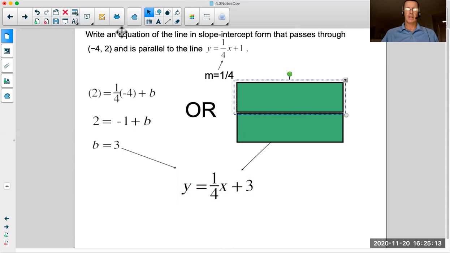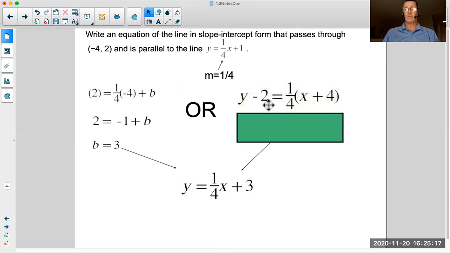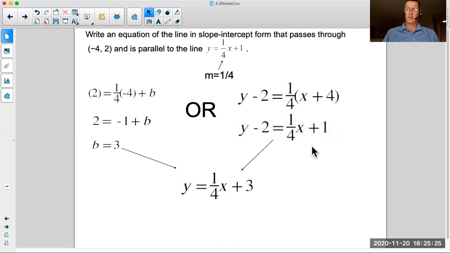Or I could use this point and write it in point slope first. And then what would I need to do? I need to distribute and get rid of that negative 2 off that side. So if I distributed and then added 2, I get to the same place. And remember, as we talked about in a prior lesson, you can have different nicknames, right? But you're only going to have one correct slope-intercept form for a line.